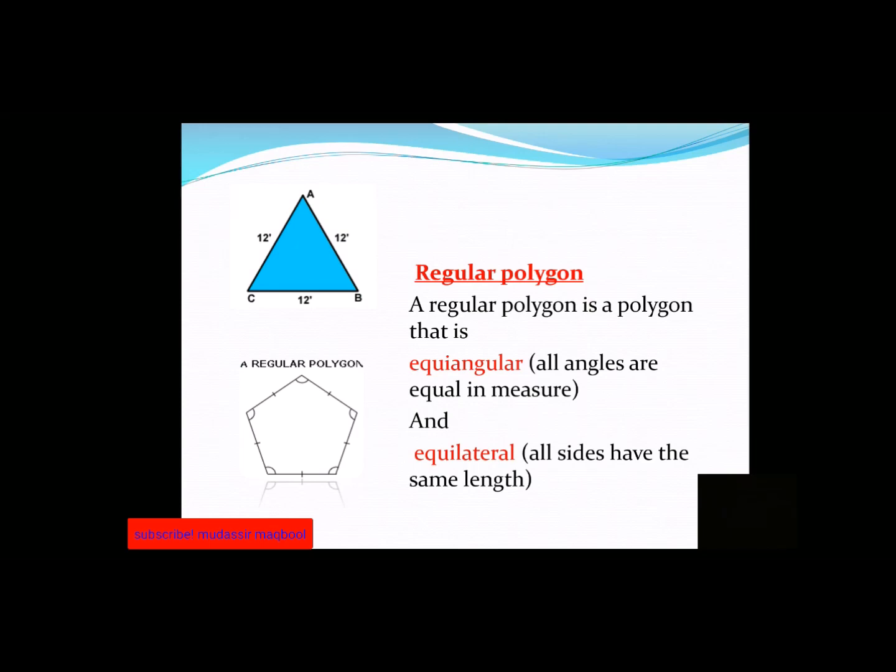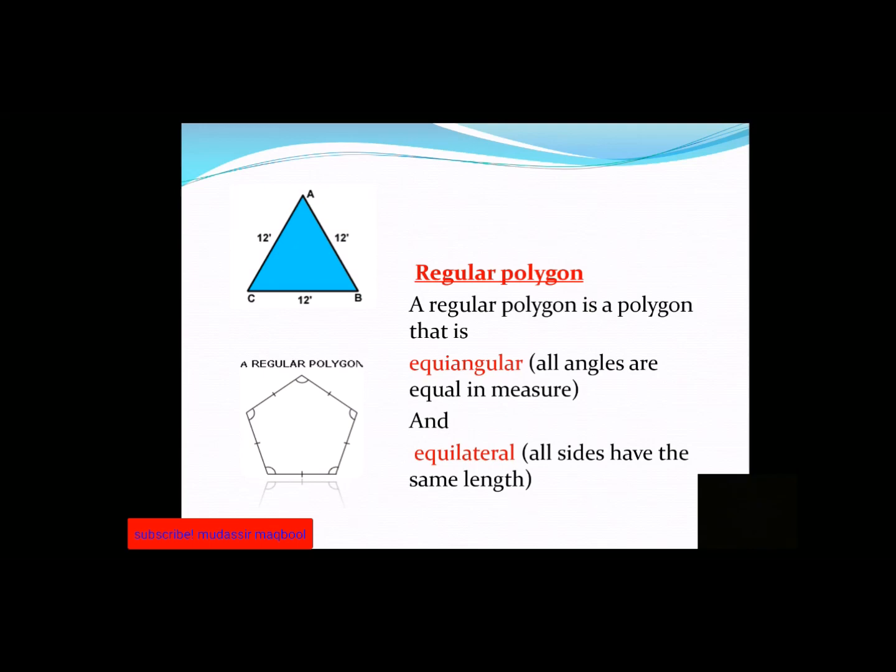Generally, we have two types of polygons. Number one is the regular polygon. Number two is irregular polygon. A regular polygon is a polygon that is equiangular, that is all the angles are of equal measure, and equilateral, that is all the sides are of the same length.